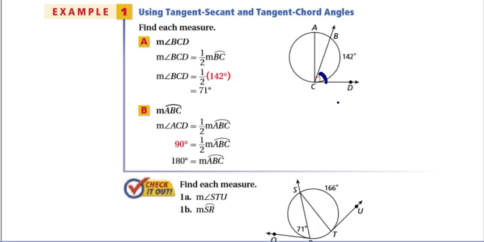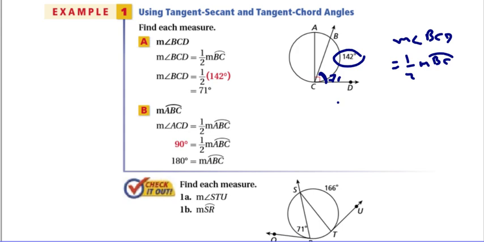From the previous theorem, the measure of angle BCD equals half the measure of arc BC. So the measure of angle BCD equals half of 142. 142 divided by 2 equals 71. So this angle is 71.